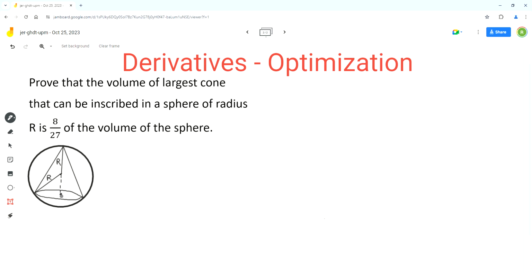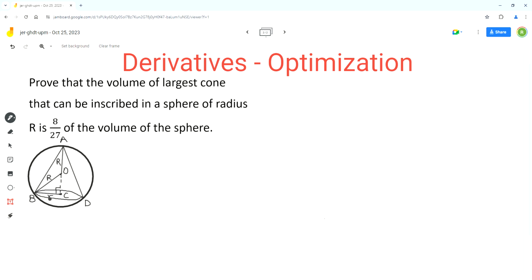Let's assume this point is the center of the circle that makes the base of the cone. This is the radius of the base of the cone. Let's assume it's small r. Now we can label the points. Triangle OBC is a right angle triangle.